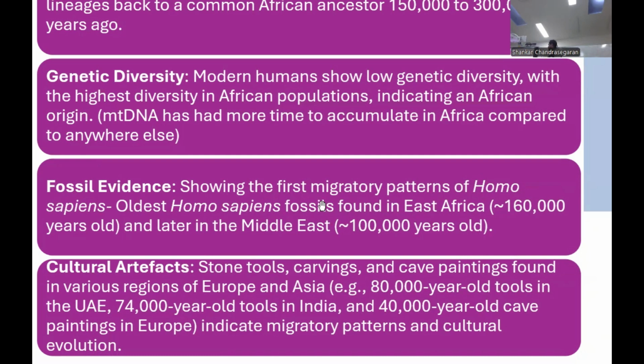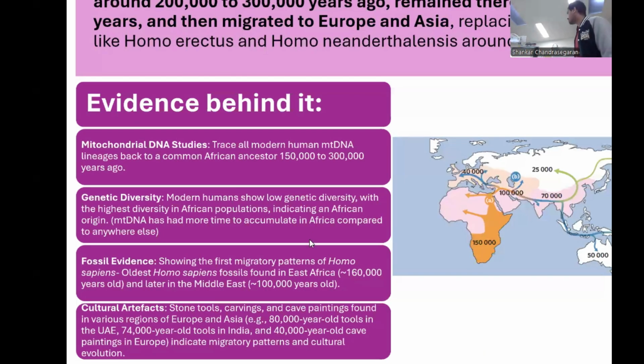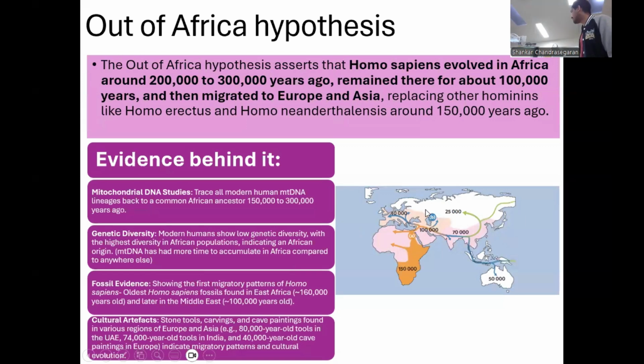80,000-year-old tools in the UAE, 75,000-year-old tools in India, 40,000-year-old cave paintings in Europe. So there is a timeline of people existing in these different regions, right? That shows that maybe they migrated here as well. Also, one population migrated there into different regions as well. And this is evidenced by the artifacts that were left behind.